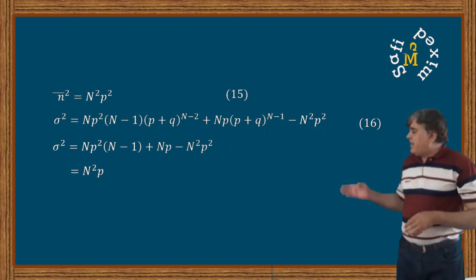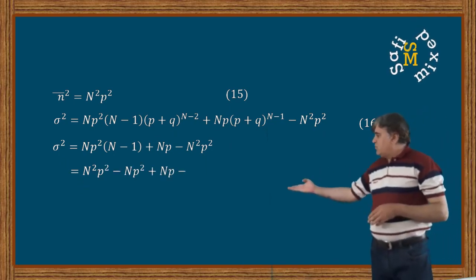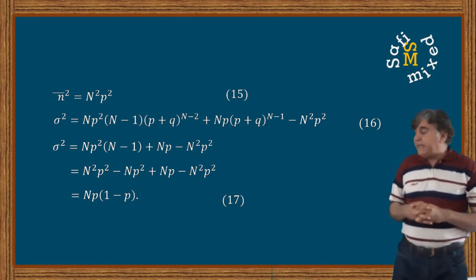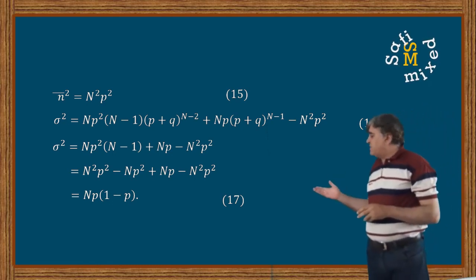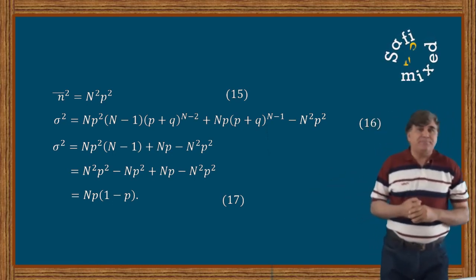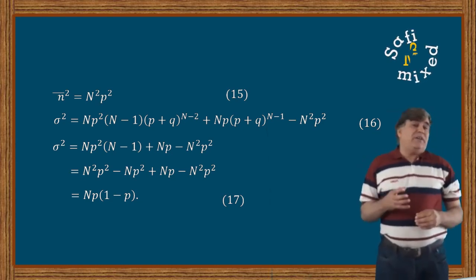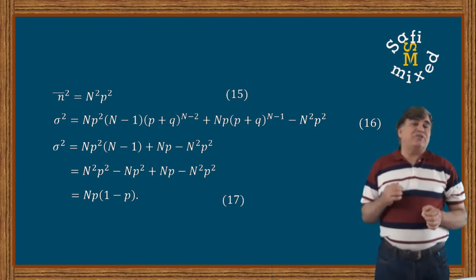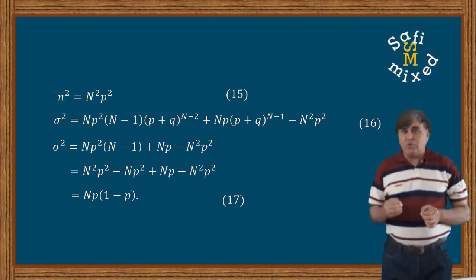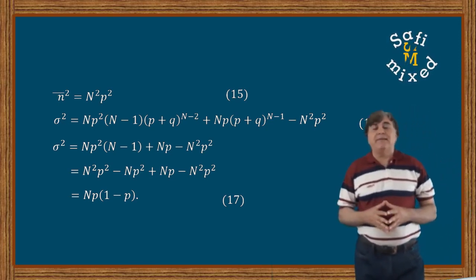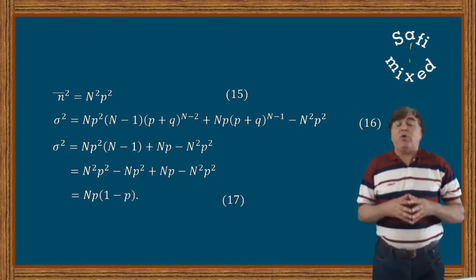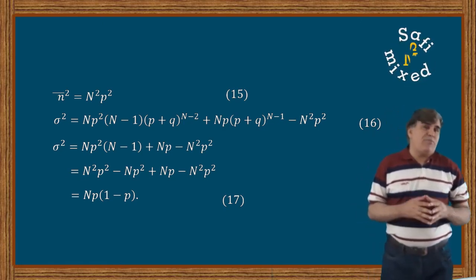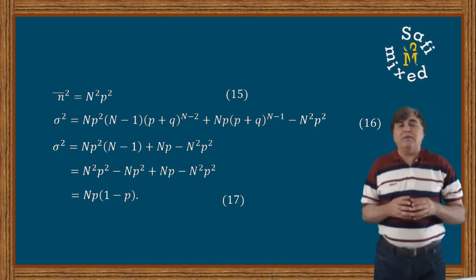And further simplifying this relation, we can put it into the form of equation 17, that is sigma square equal to N times p times 1 minus p. You see, equation 17 is in fact the proof to equation 2 that I showed you in the beginning of this lecture. So equation 17 is the simplified form of the variance of binomial distribution.